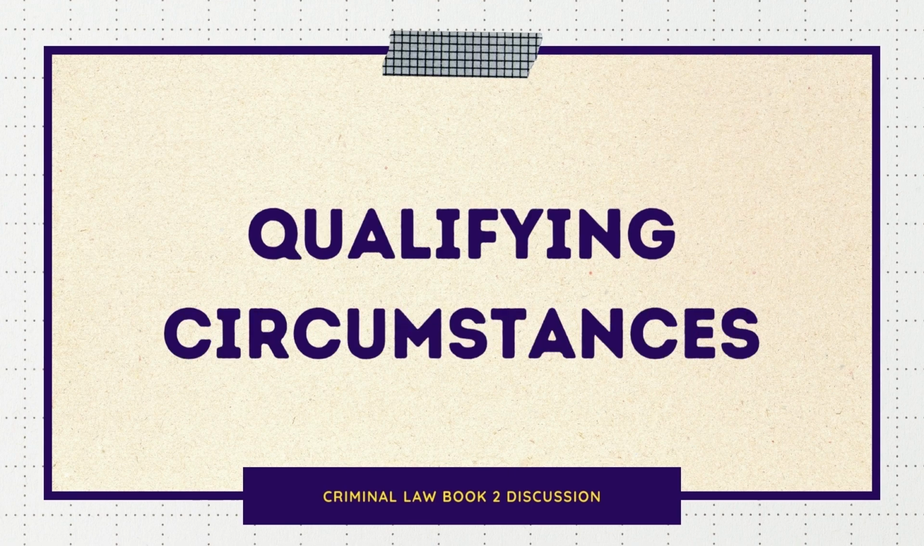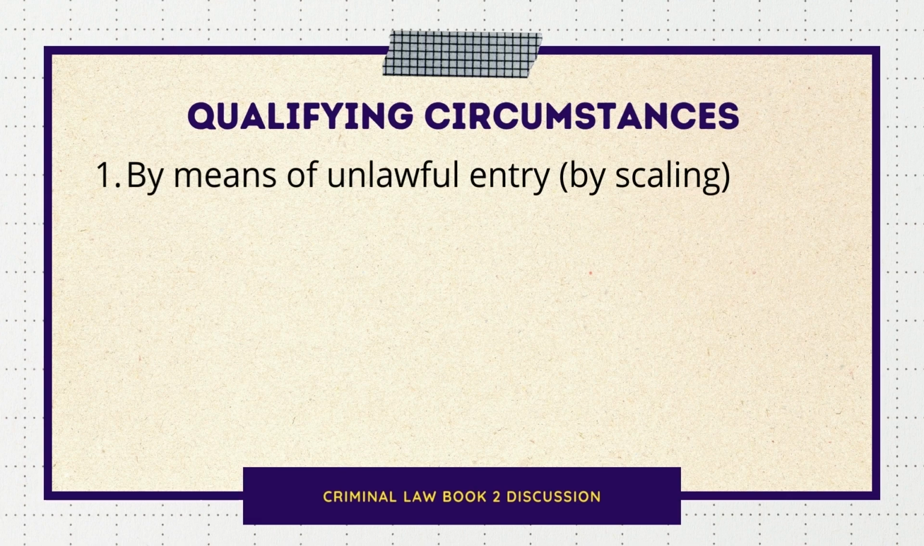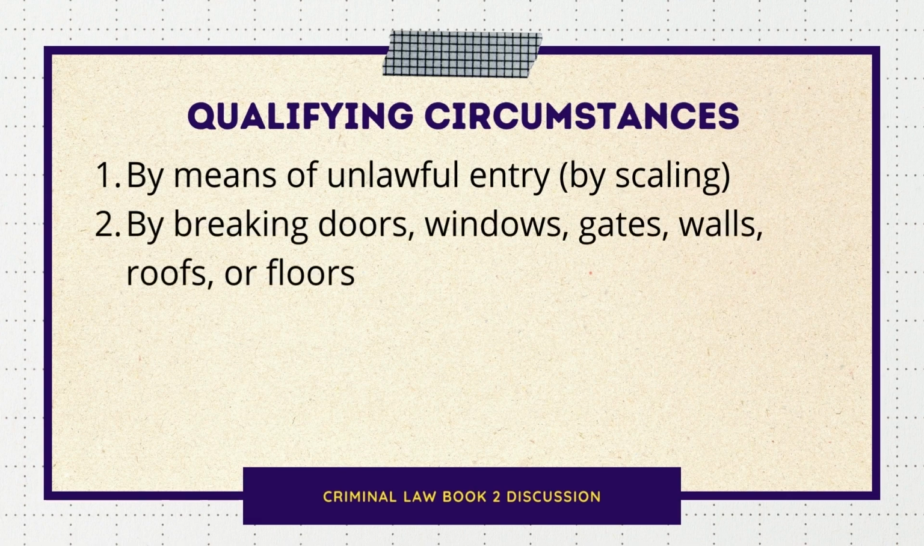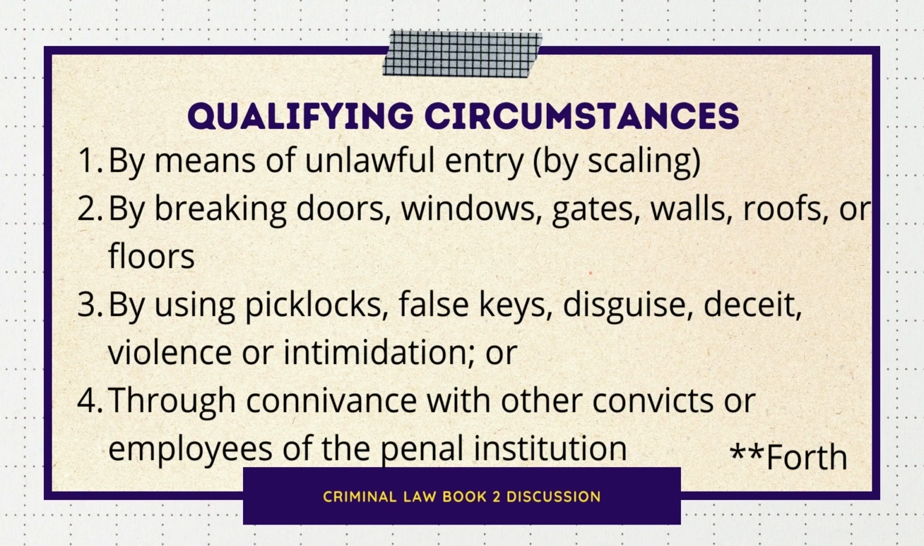Ano naman ang mga instances na pwedeng magpataas sa penalty niya o yung tinatawag nating qualifying circumstances? The following are the qualifying circumstances. First, by means of unlawful entry. Second, by breaking doors, windows, gates, walls, roofs, or floors. Third, by using picklocks, false keys, disguise, deceit, violence, or intimidation. Or fifth, through connivance with other convicts or employees of the penal institution.